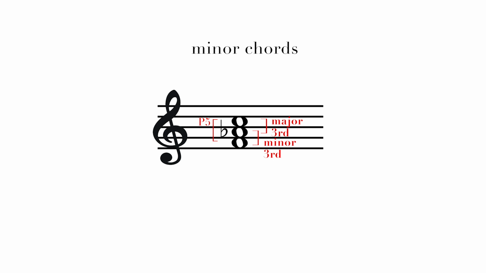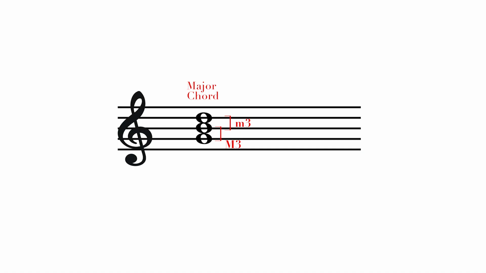So we could have constructed an F minor chord by going F to A flat as a minor third and F to C as a perfect fifth. Much like with the major chord, this pattern will work for any minor chord. One other interesting thing to notice is that the major chord and the minor chord are inversions of each other. With the major chord, we have a major third on the bottom and a minor third on top. With the minor chord, we have a minor third on the bottom with a major third on the top.